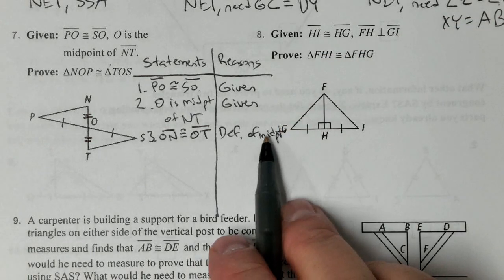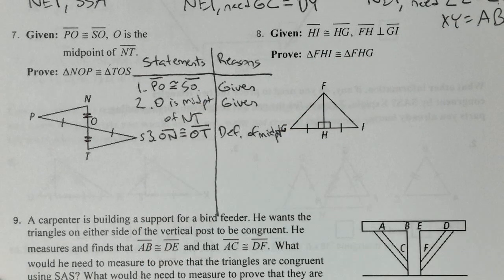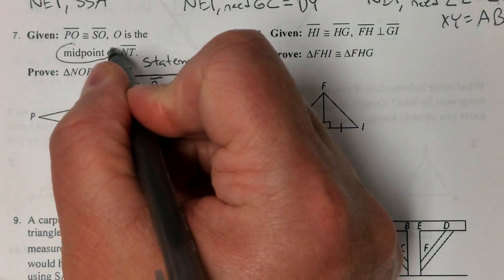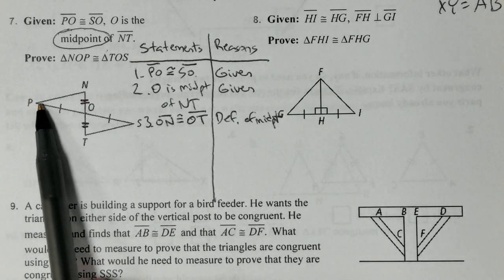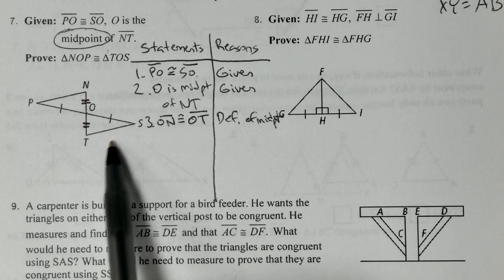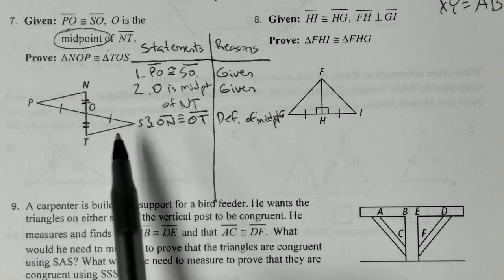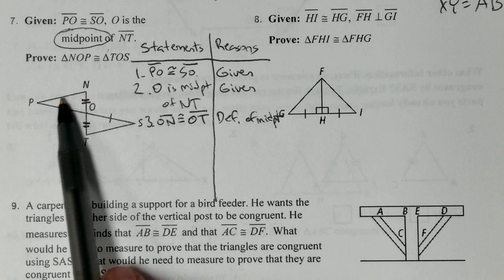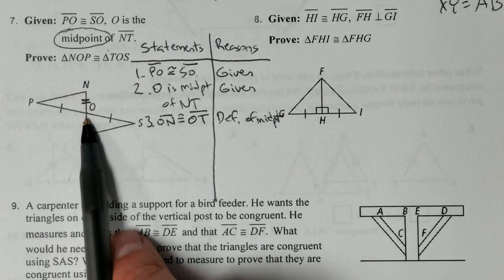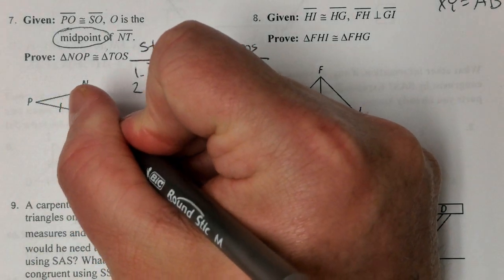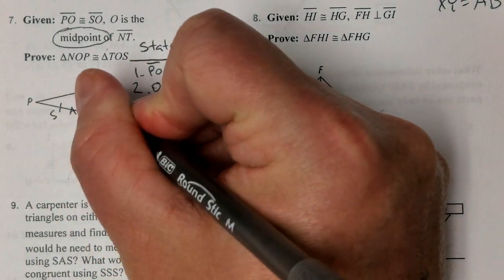I did MIDPT, just like I did here. So now we have two sets of sides. Are we given anything about PN or TS? No. Are we given anything about angle P or angle N? No. But we know all the time that vertical angles are equal. And then that's going to line up with SAS.